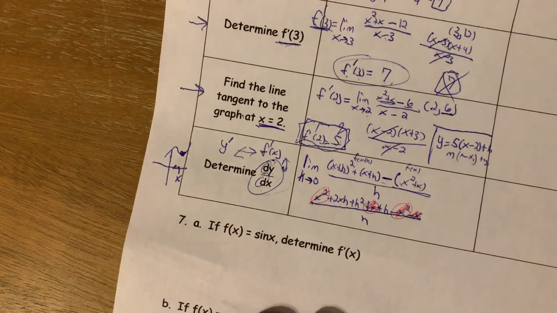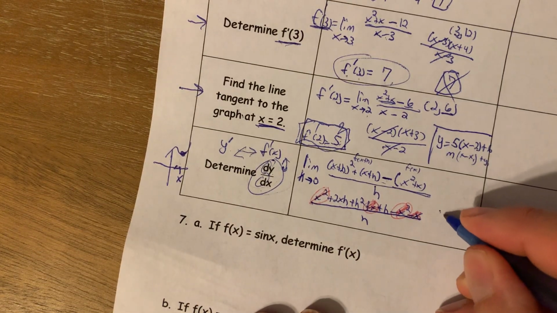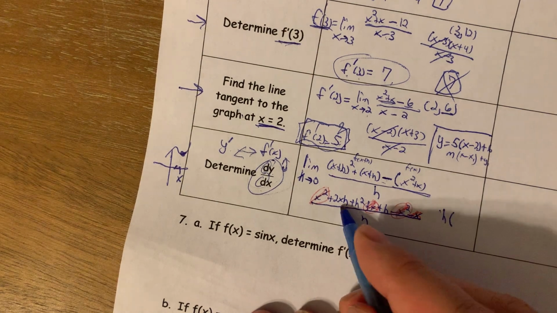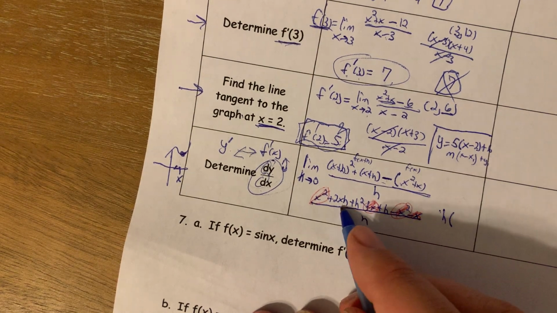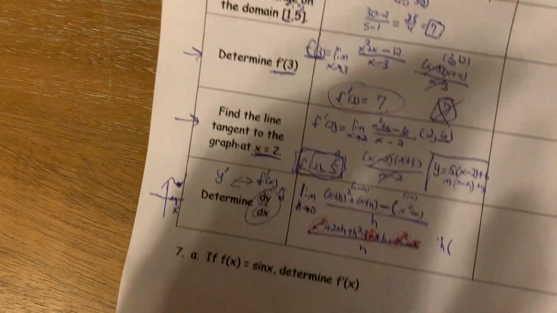And so our next step will be to factor out an h and just factor and cancel with fancy variables.